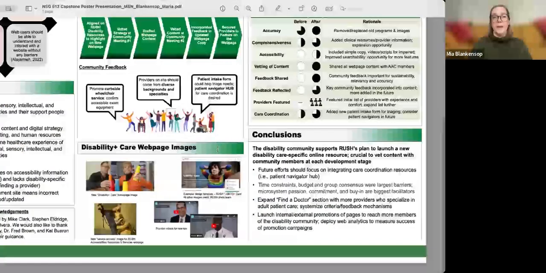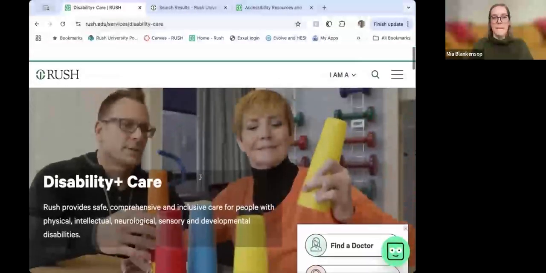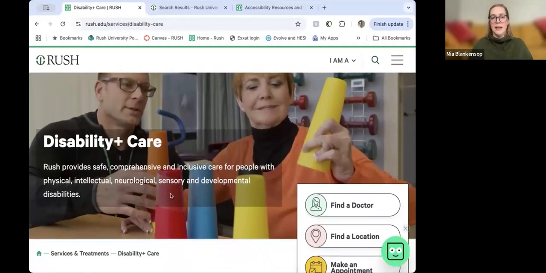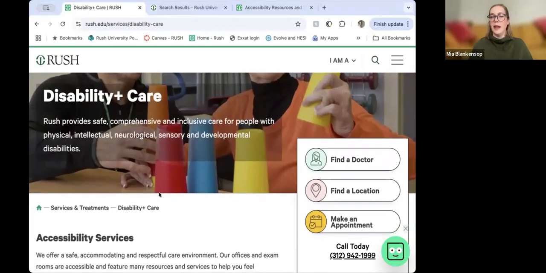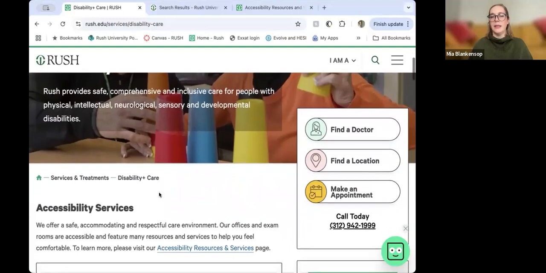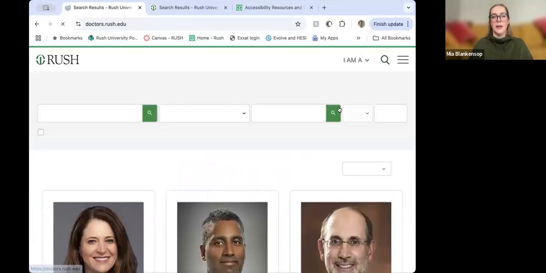And without further ado, I am going to show you our Disability Plus Care webpage. So this is a little bit about our mission statement from Rush right here. Rush provides safe, comprehensive, and inclusive care for people with physical, intellectual, neurological, sensory, and developmental disabilities. Now we have this section of all the clinical resources. Let's go to Find a Doctor.